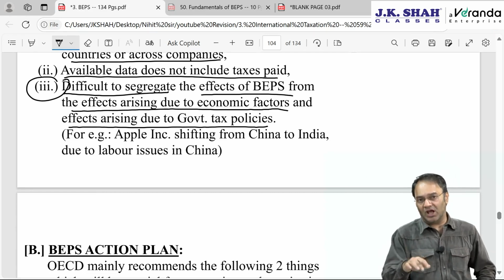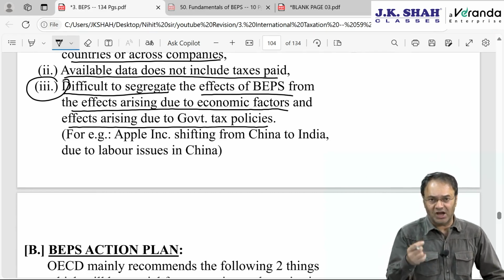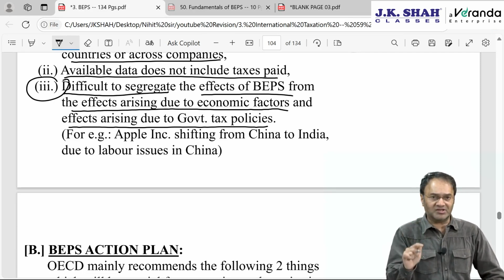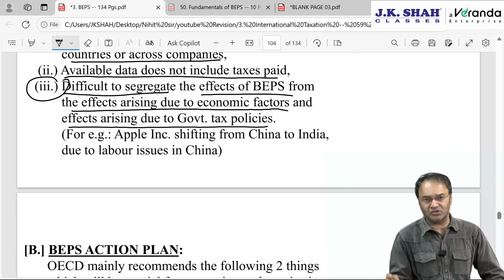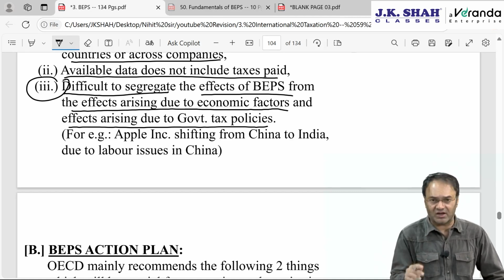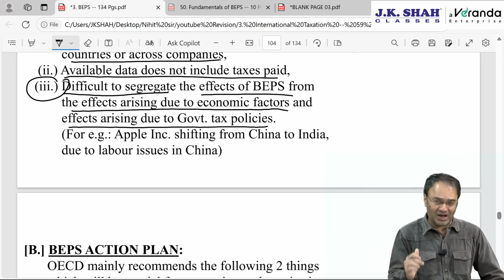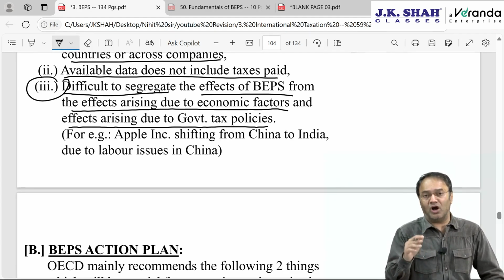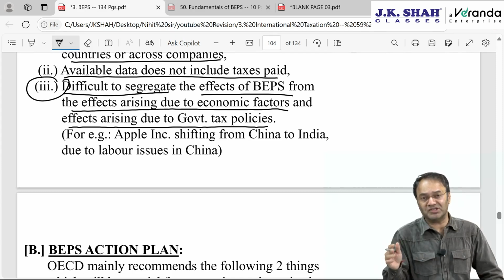For example, I was manufacturing plastic bags in India of less than 20 micron. The Government of India bans that product, so plastic bags cannot be manufactured. I shifted to China or Bangladesh and started manufacturing plastic bags in Bangladesh. Cheap labor. So my intention is not to avoid tax. I'm not setting up my business in Bangladesh or shifting my business because of BEPS.